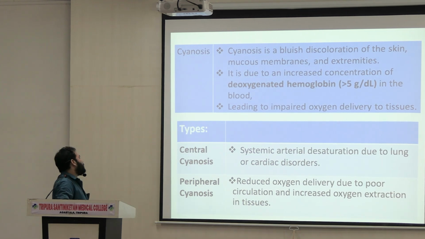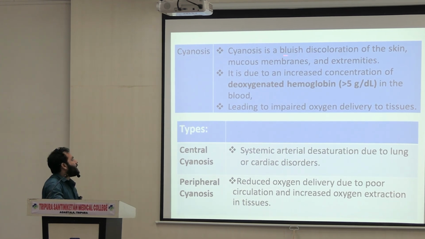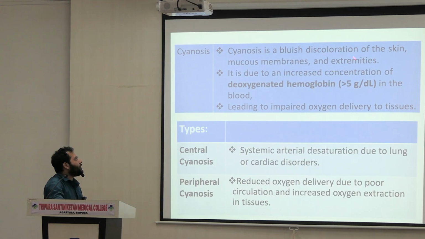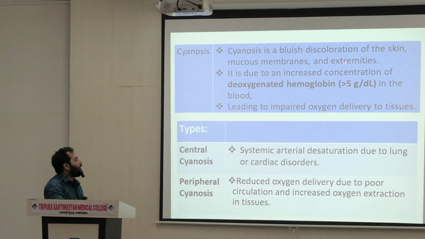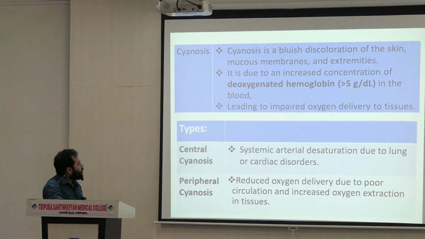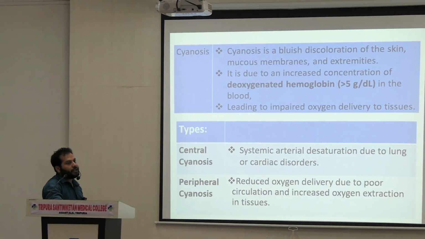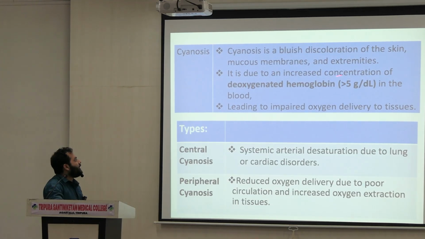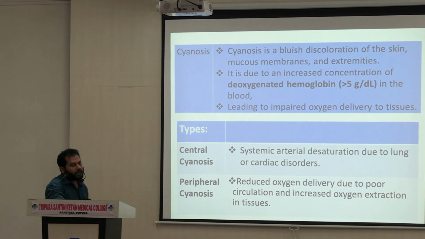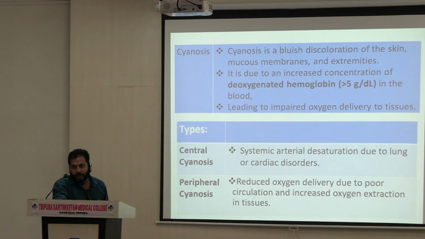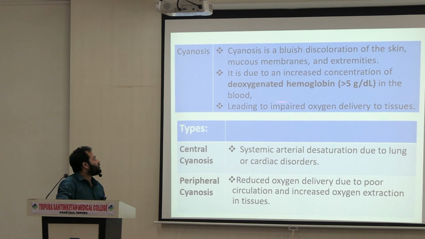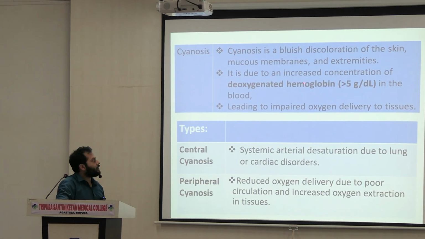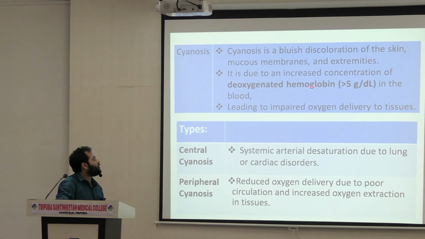You can see from the definition, cyanosis is a bluish discoloration of the skin as well as the mucous membrane, and in some cases the extremities also, right? So what is the cause of bluish discoloration? The cause is increased concentration of deoxygenated hemoglobin. So, a very important point of cyanosis: there is an increased concentration of deoxygenated hemoglobin.